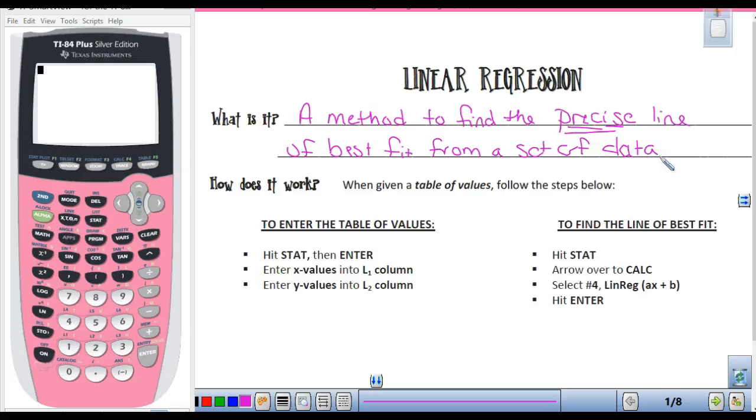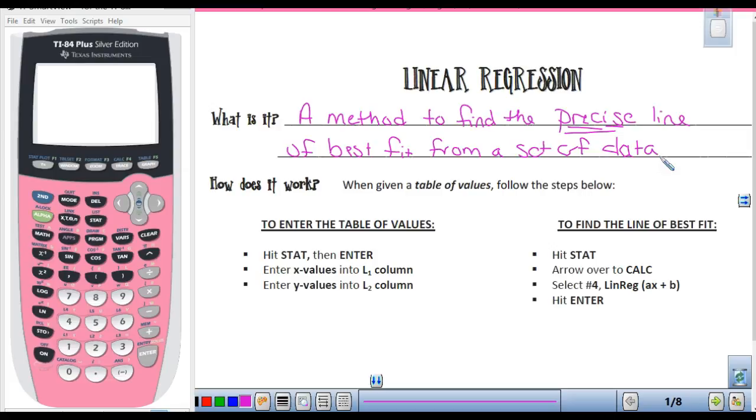Okay, so when we were doing it last week by hand, everything was kind of an estimate, right? And depending on where you drew your line, everything was a little bit different. Now this is going to give us that exact line of best fit, because we're all going to have the same line.